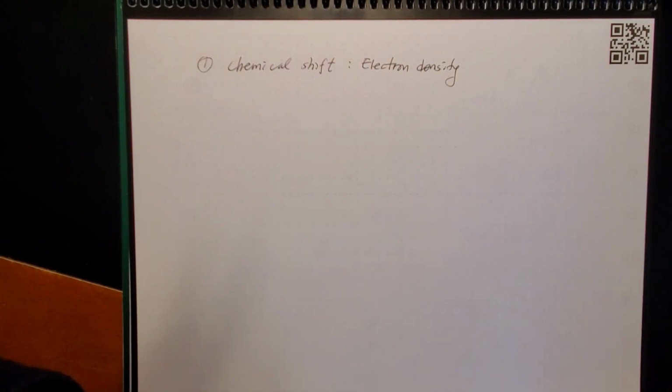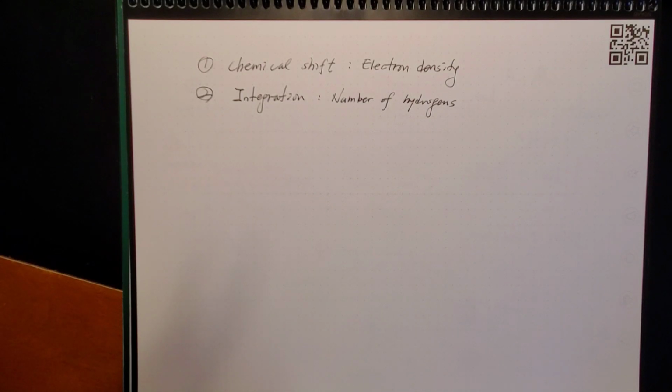We can say that NMR gives you 4 different types of information. First, the x value, the chemical shift. That's proportional to the electron density, as you know, in reference to TMS. Number 2, the integration. That's proportional to the number of hydrogens. So separate sets of numbers will be given on top of each peak to tell you the number of hydrogens.